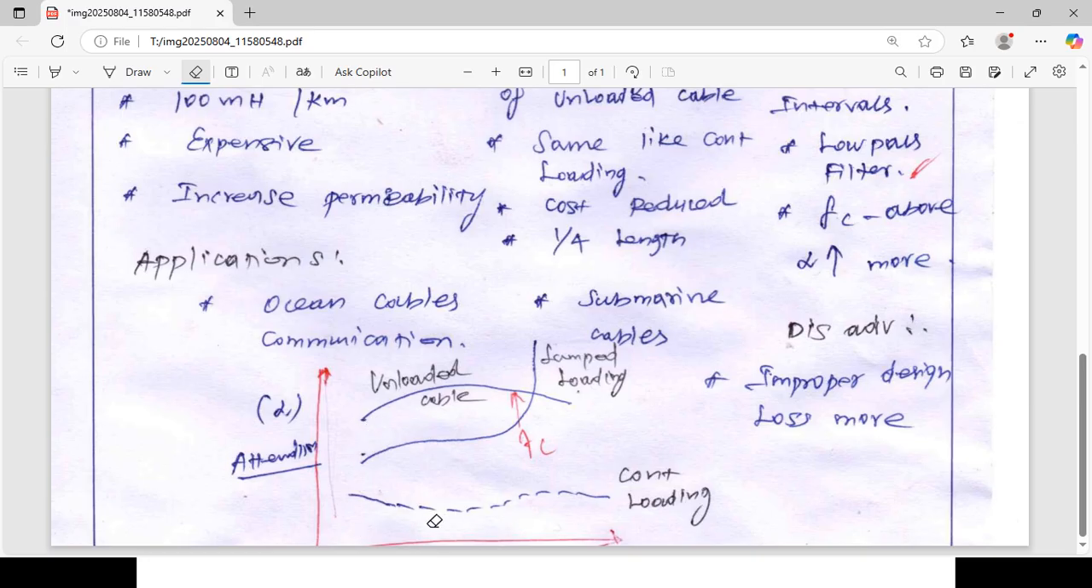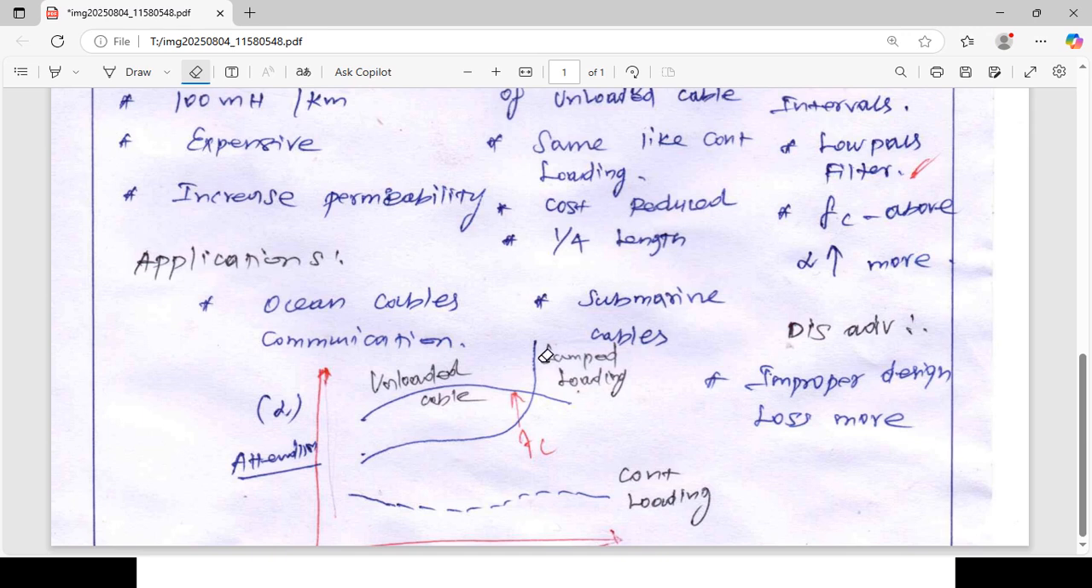Next, we have the continuous loading. When compared with the unloaded cable, in the continuous loading method the alpha, which is attenuation, is very much minimized. Almost 60 to 70 percent of the attenuation is minimized by this method. There is no cutoff frequency in this operation.